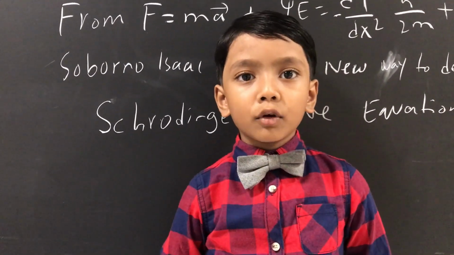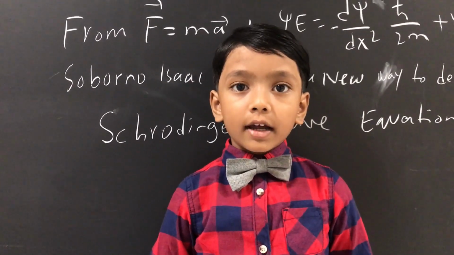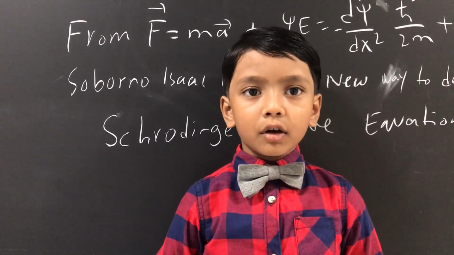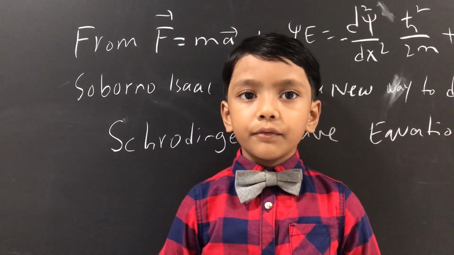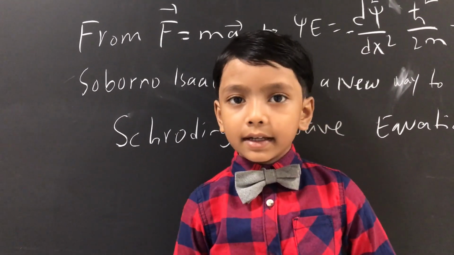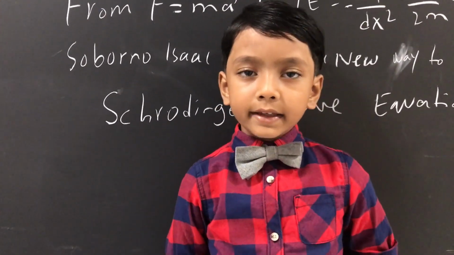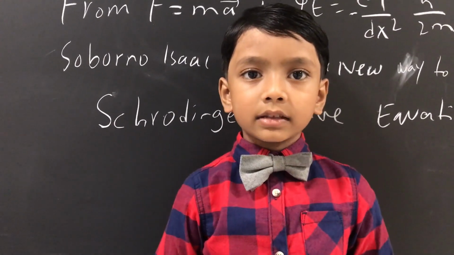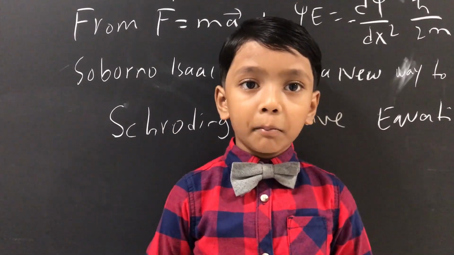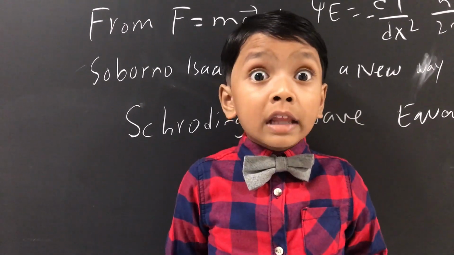Schrödinger was a man born in 1887 in Austria and won the Nobel Prize in 1933 for his now famously known Schrödinger wave equation, leading to the foundation of quantum physics. Now let me ask you a question. What is the most famous equation of all time?